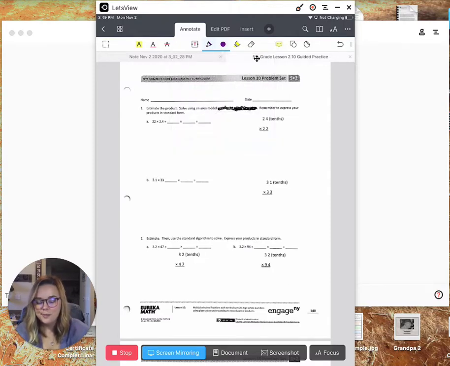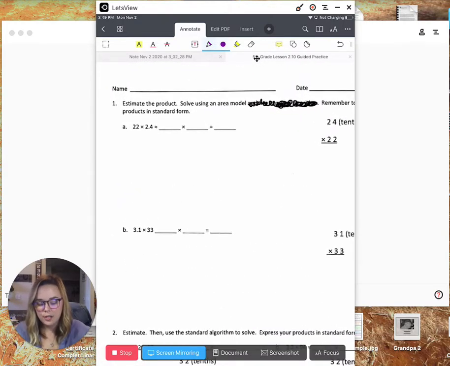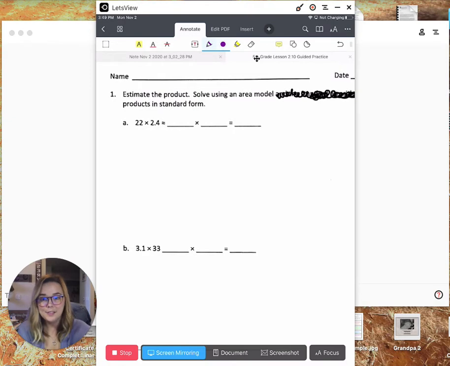So what we're going to do first is estimate our product, and then for number 1, for A and B, we're going to solve using the area model, and for 2, we will solve using the standard algorithm. So let's get started. We'll look at number 2 first. We're going to estimate our product.